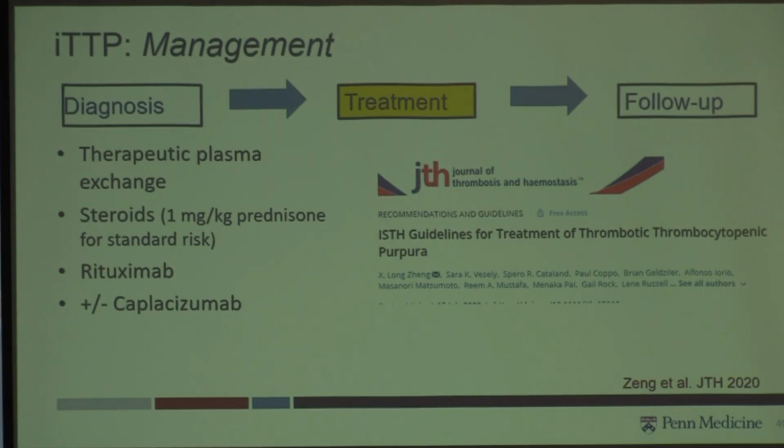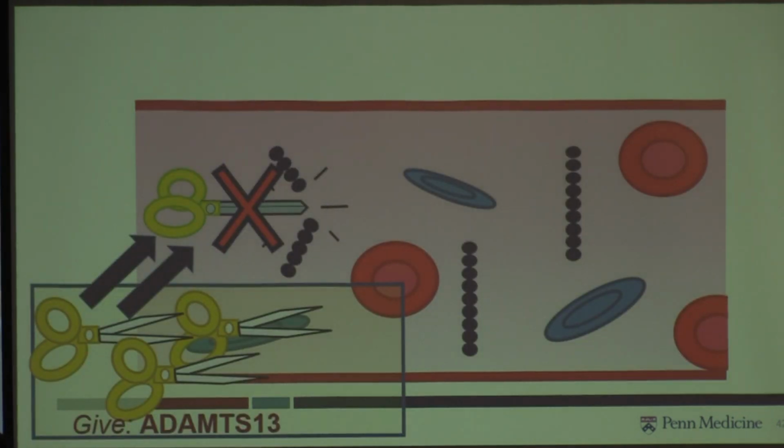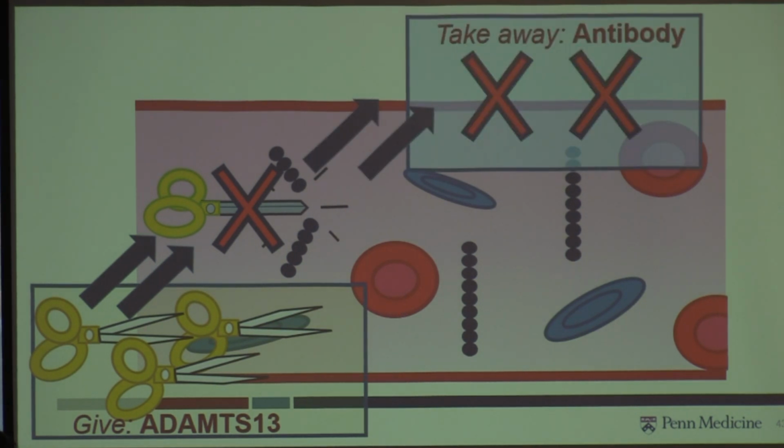And we know still a very key part of therapy is what we call therapeutic plasma exchange, or PLEX. This is something that not many people outside of those who know family members or personally experienced TTP will know about. But if you think about it, the goal is really to give patients back their scissors, to give them the ability to cut up that von Willebrand factor again, and then to clear the antibody. So for most cases, it's an antibody-mediated process, and you want to get rid of it.